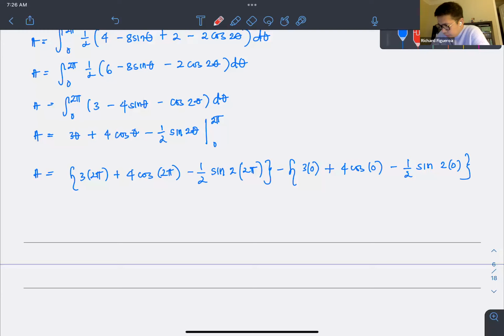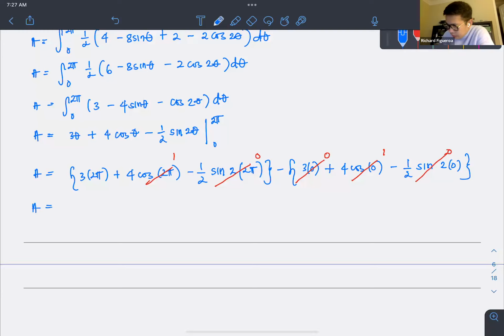Okay, so cosine 2 pi is the same as cosine 360 degrees, the same as cosine 0. So this is actually equal to 1. Sine 4 pi is still the same as sine 0 degrees, so sine 0 is 0. So this is 0. Cosine 0 is 1, and then sine 0 is 0.